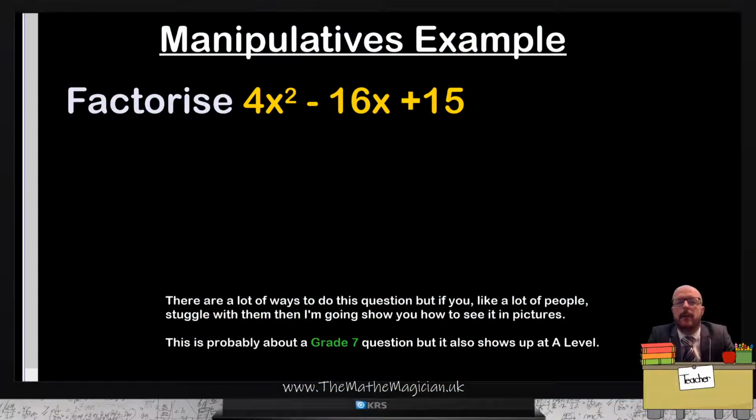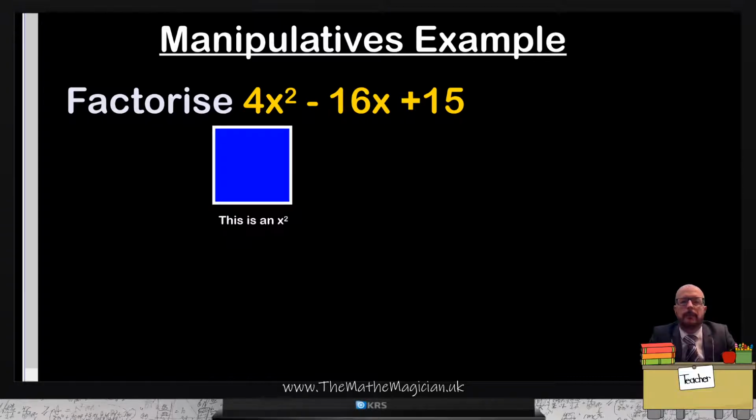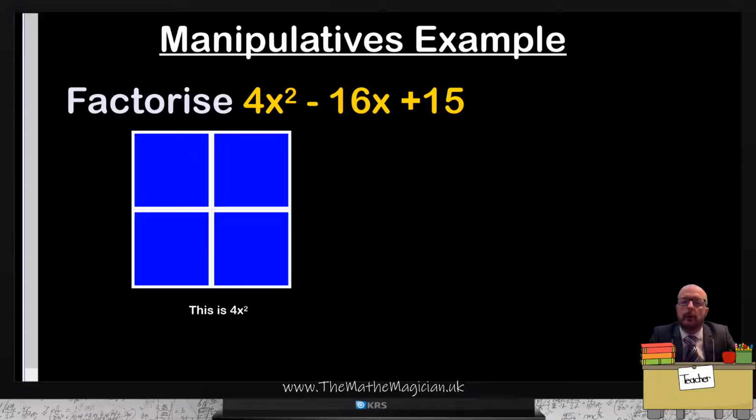Okay, this question is factorise 4x squared minus 16x plus 15. Right, so this is quite a difficult question at grade 7. So let's see what we'd have to do to try and solve it using pictures. Okay, so this is what an x squared looks like. So if that's what 1x squared looks like, what do 4 of them look like? Well, there's what 4x squares look like.